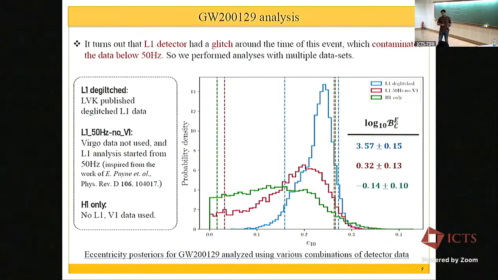Then we thought, okay, let's reject both L1 and V1 data and just use the Hanford data, and then the evidence goes away.